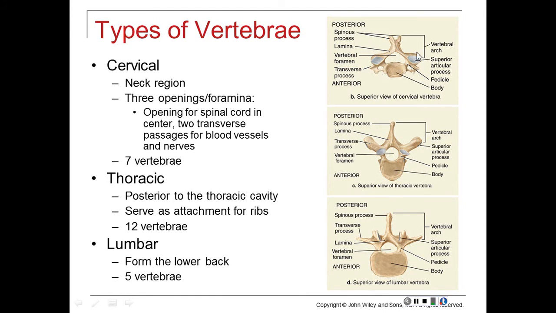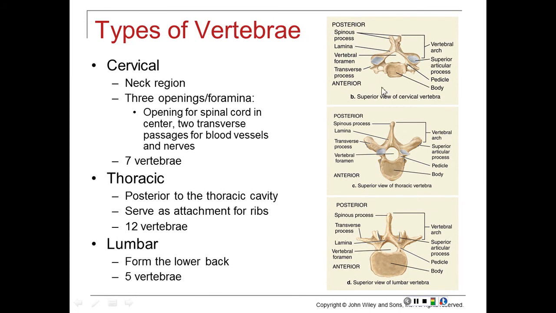You can see here the superior articular process because this is the top of the vertebrae. And then on the bottom, if we were to flip this guy over, you would see the inferior articular process. The vertebral body is relatively small on the cervical vertebrae. You have transverse process on either side of the body, and then a spinous process which sticks out posterior.